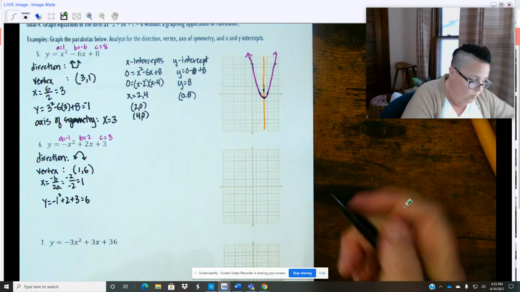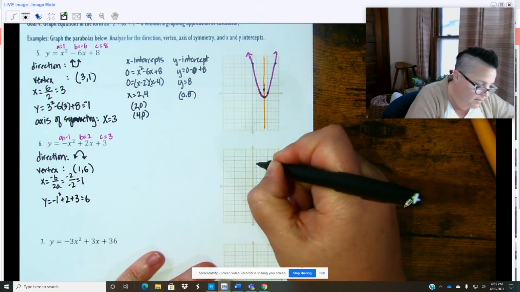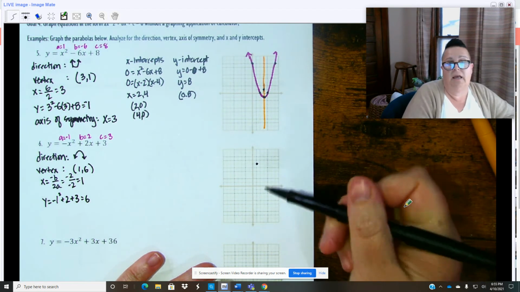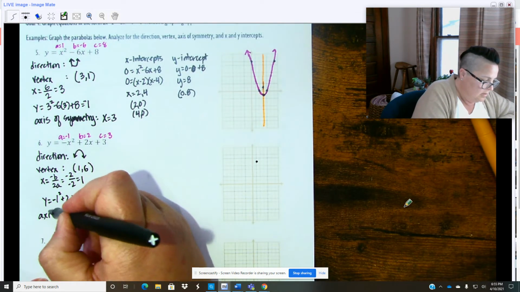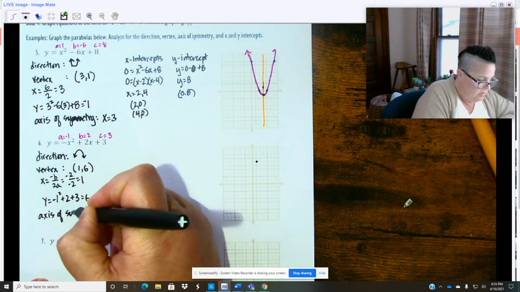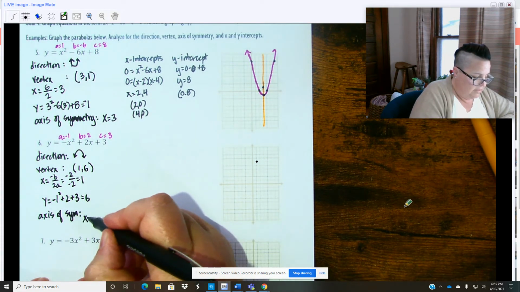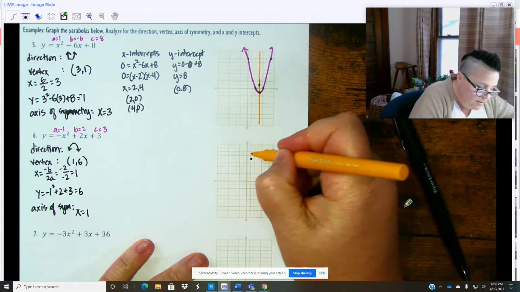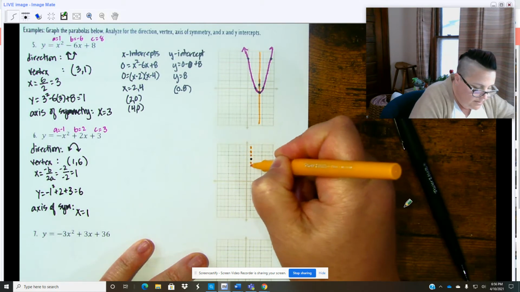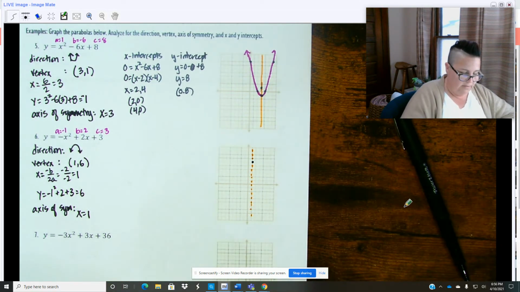And since it's at 1, comma 6, 1, 2, 4, 6, that should be my vertex. And that also tells me my axis of symmetry. My axis of symmetry is going to occur at x equal 1. All right, x equal 1. I'm just going to dot this because I don't like making that straight line. So there's my axis of symmetry.